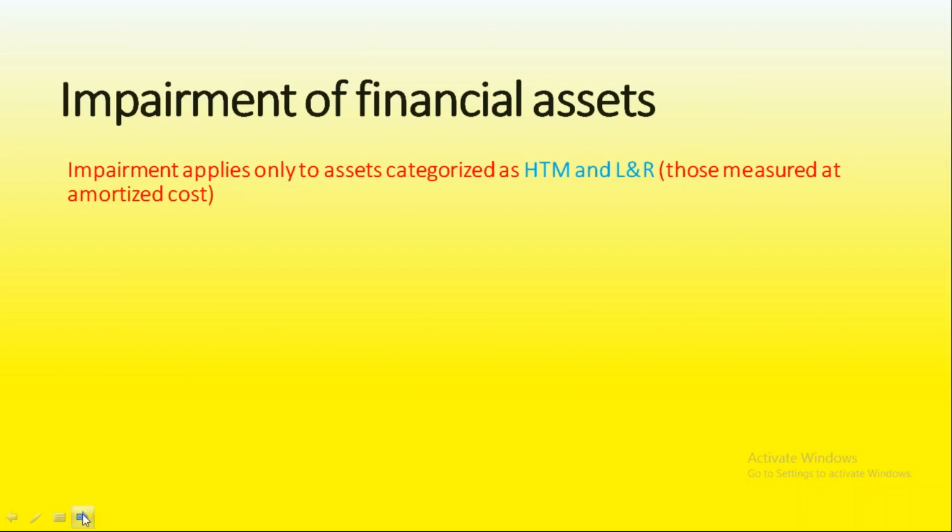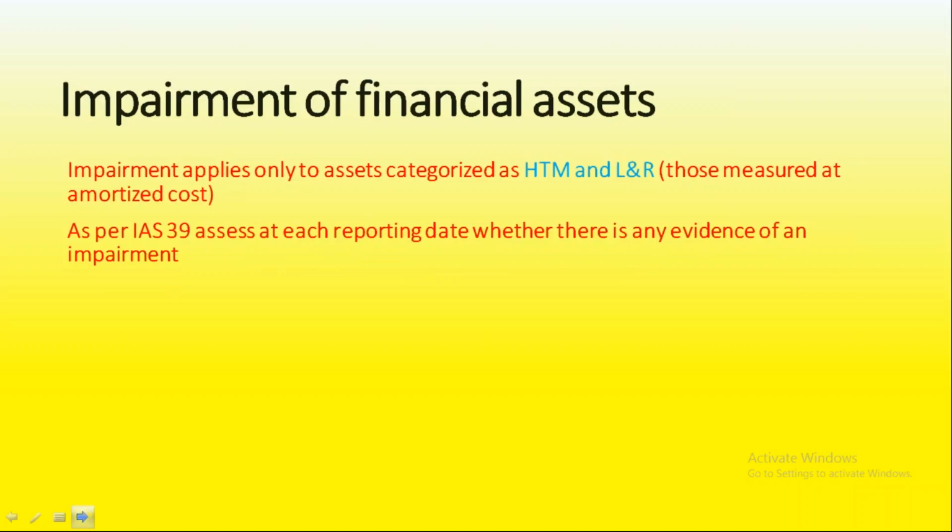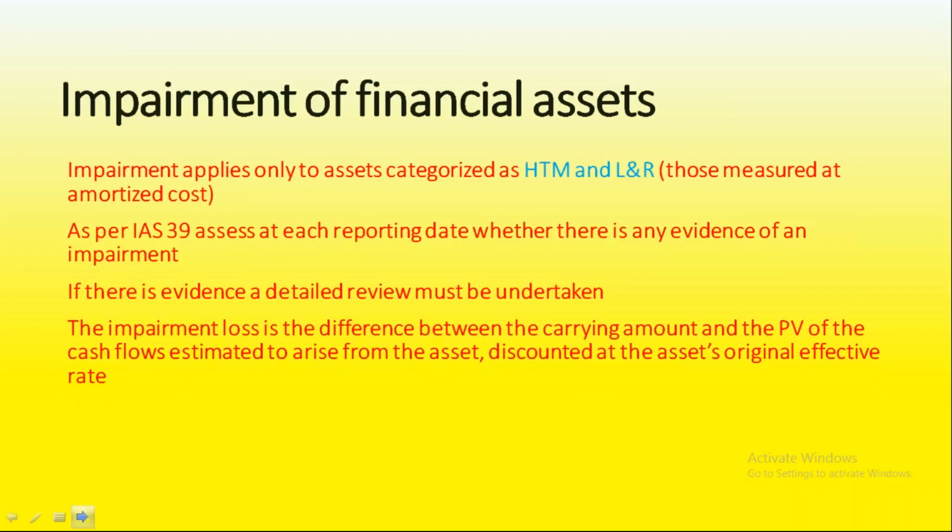The second and third, since they are measured on a book value basis, based on the effective rate, can have an impact. And therefore, IAS 39 says at each reporting date see whether there is any evidence of impairment. If there is evidence, a complete review must be done. Impairment loss is the difference between the carrying value and the present value of estimated cash flows, discounted at the asset's original effective rate. Impairment losses are recognized in the P&L straight away.